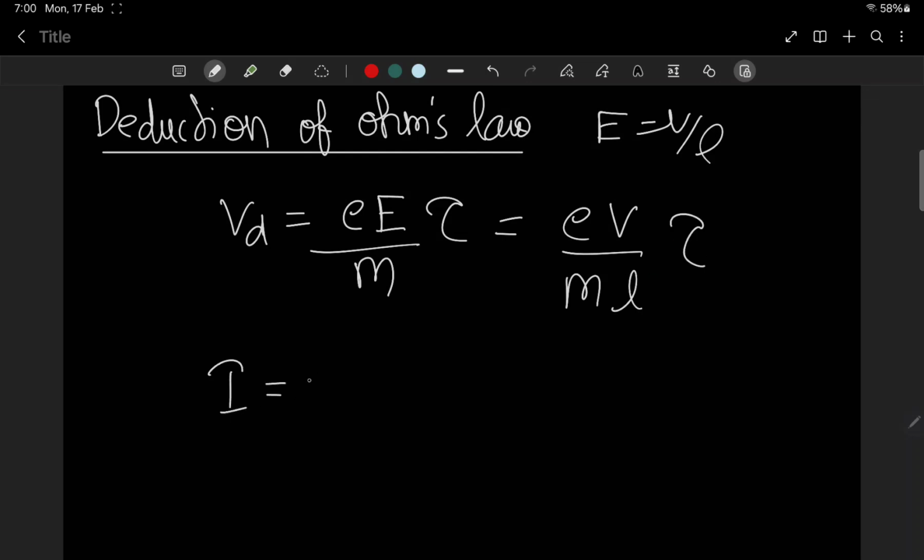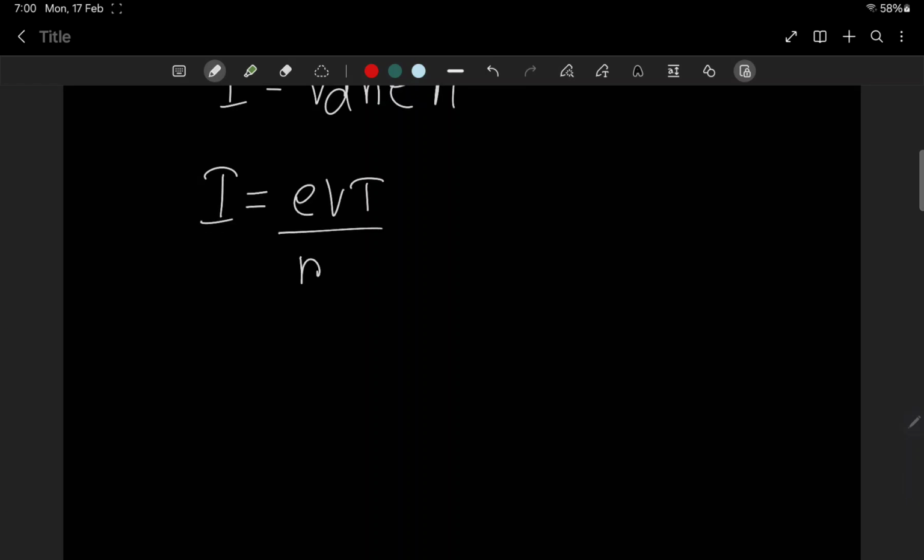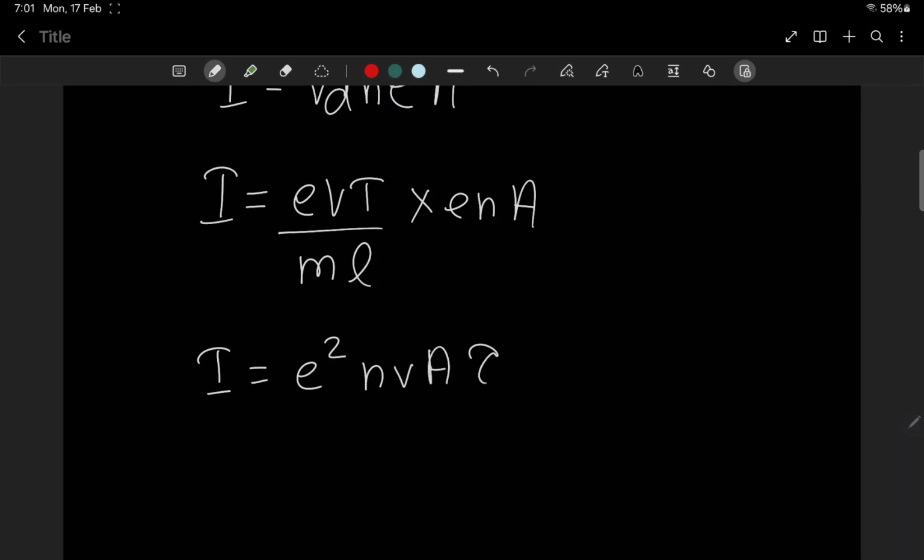Therefore I = Vd into neA. This is the equation that we got. Now substitute all the values. Instead of Vd, we write eVτ by mL, into neA. So therefore I = e squared nVAτ by mL.